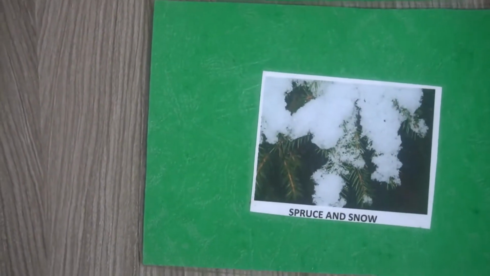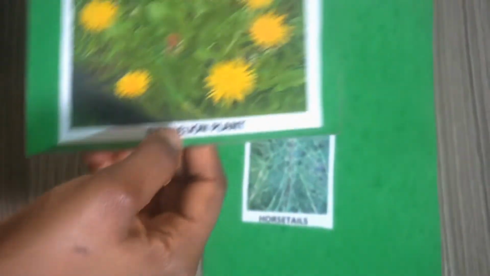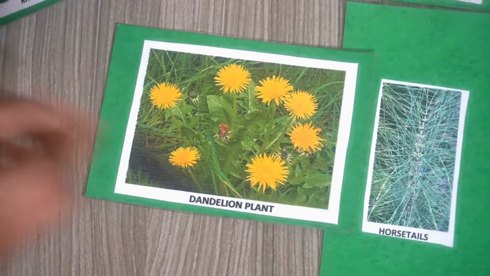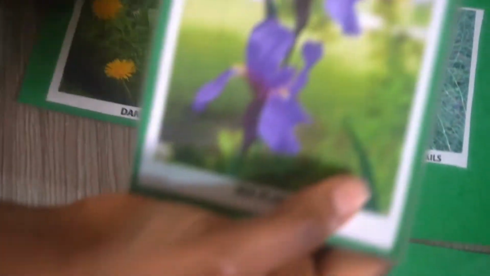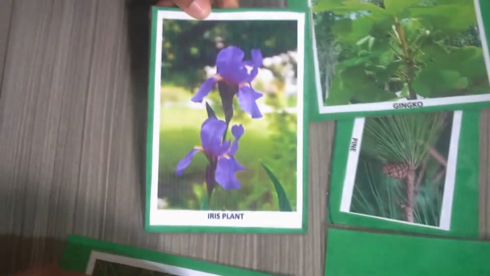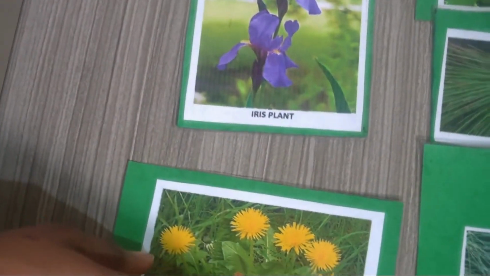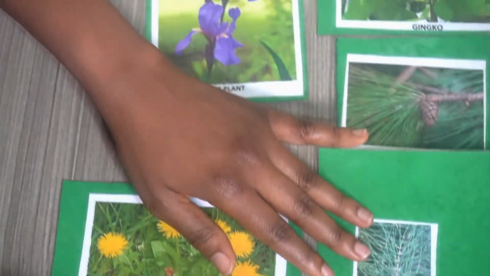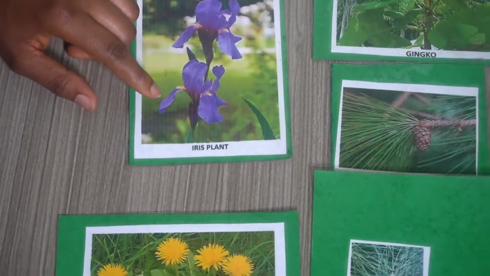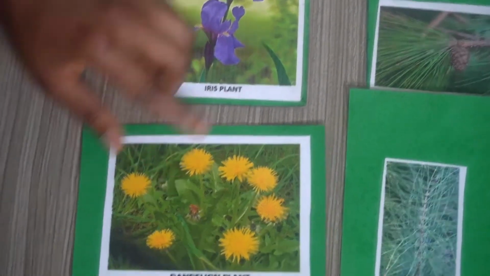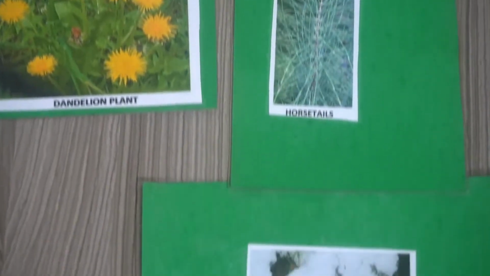How interesting. Can we compare it to a flowering plant? Let me bring some that flower. Look at the dandelion plant. Look at the iris plant. So we can see the difference between the flowering and non-flowering. One common thing is they're much more colorful. The flowering plants are much more colorful than the non-flowering plants.